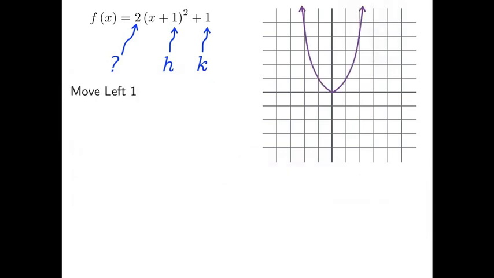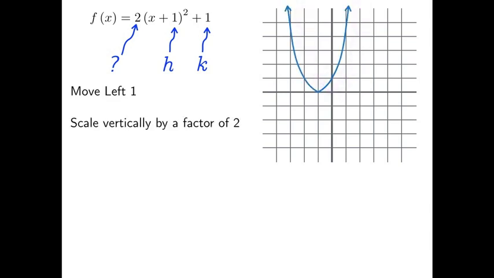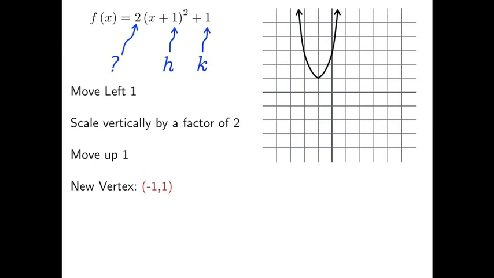So our first step is to use our h, and we know already that our h, k is going to give us our vertex, but let's go step by step. So we're going to move left 1 first. Now we've got to scale vertically by a factor of 2. So we're going to get skinnier. There's that a term. Now we've got to move up 1. And our vertex, as we would expect, because we have a +1 in the h position, we know that our h is going to be -1. Remember that h is opposite what we would expect, and our k is +1. And there's our vertex right there.